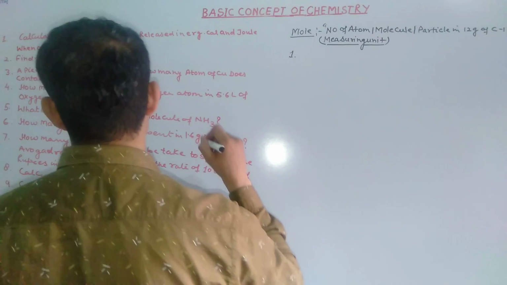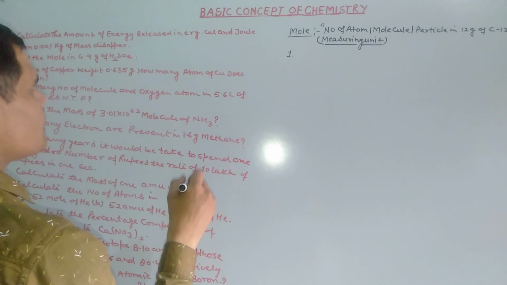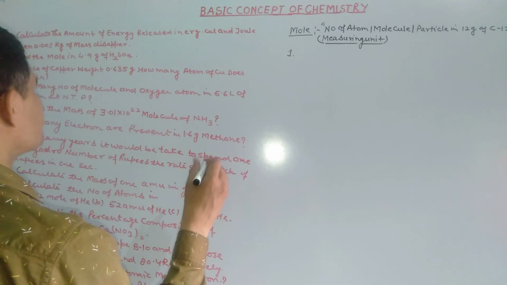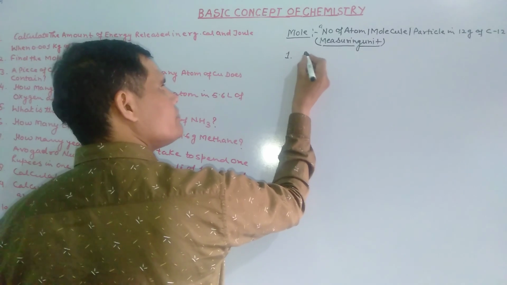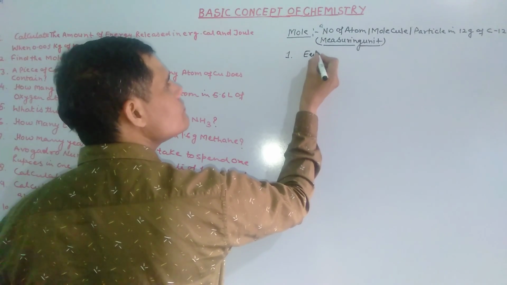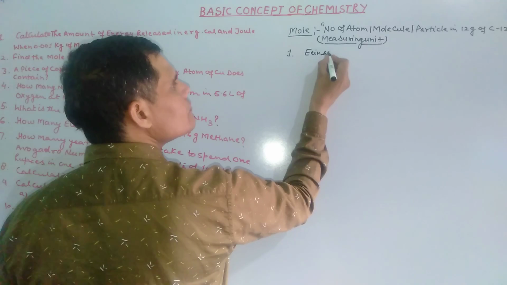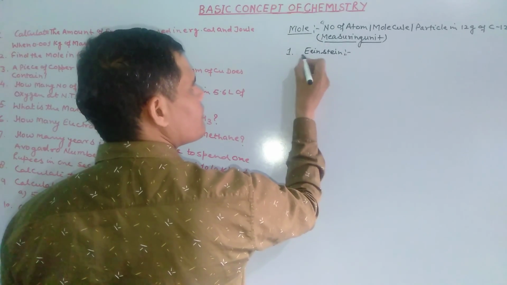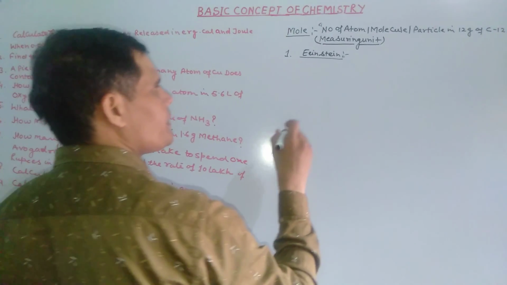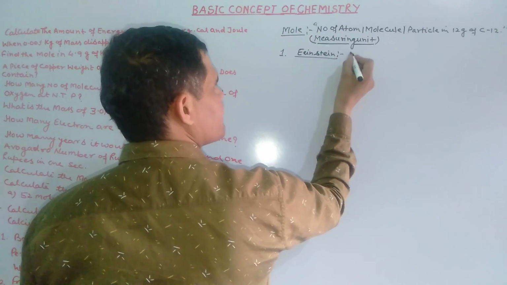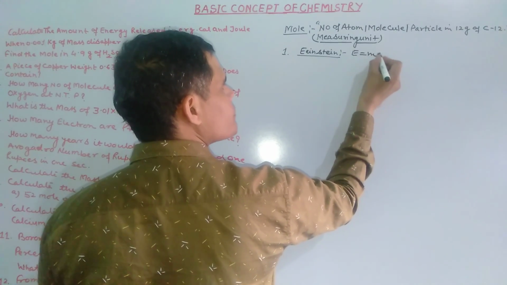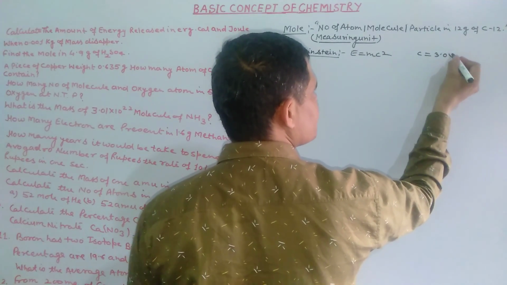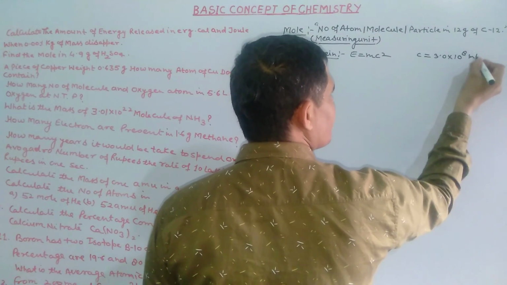Number one question, the numerical is: calculate the amount of energy released in erg, calorie and joule when 0.01 kilogram of substance disappears. Einstein gave the relation between mass disappearing into energy, and the equation is E equal to mc square, where c is the velocity of light having value 3.0 into 10 to the power 8 meter per second.